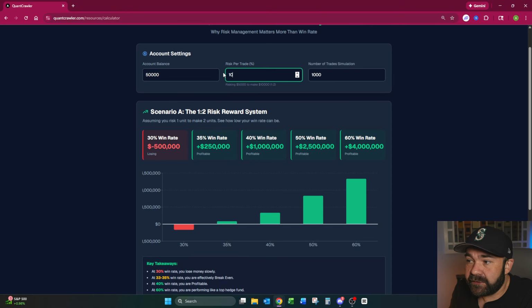You could say you're risking 10% at a time, which you wouldn't be able to do, but let's just say you could if this is a real money account. Everything you risk is $5,000 to make a 1 to 2. 60% win rate after 1,000 trades, you'd have $4 million.